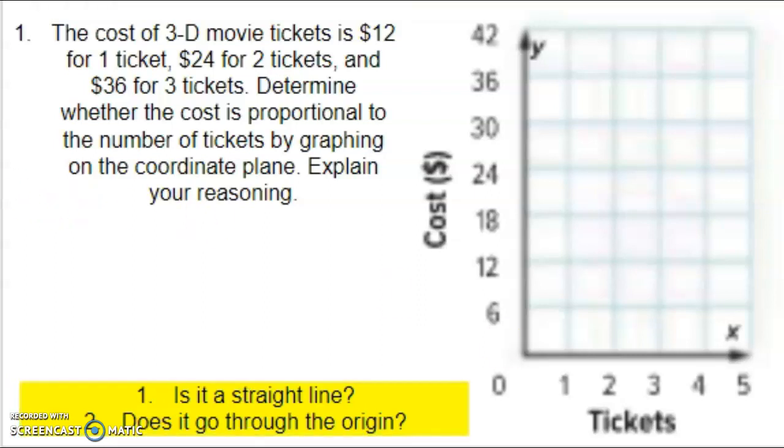So let's look at example 1. It says the cost of a 3D movie ticket is $12 for 1 ticket, $24 for 2 tickets, and $36 for 3 tickets.